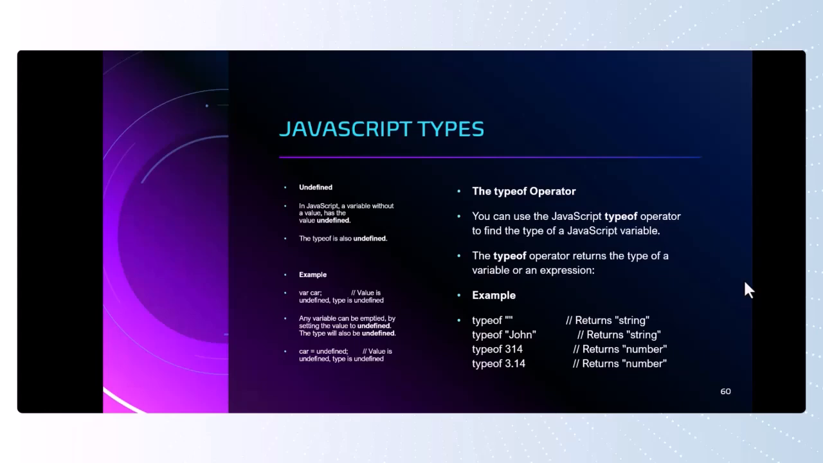Undefined. In JavaScript, a variable without a value has the value undefined. The typeof is also undefined. So an example of var car, the value is undefined and the type is undefined. Any variable can be emptied by setting the value to undefined, and the type will also be undefined. So car equals undefined, the value is undefined, and the type is undefined.